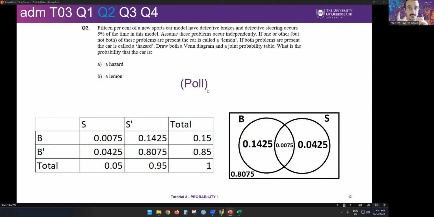Both of these events are independent. So we can just multiply the probabilities to get the numbers in the center, just because they're independent.